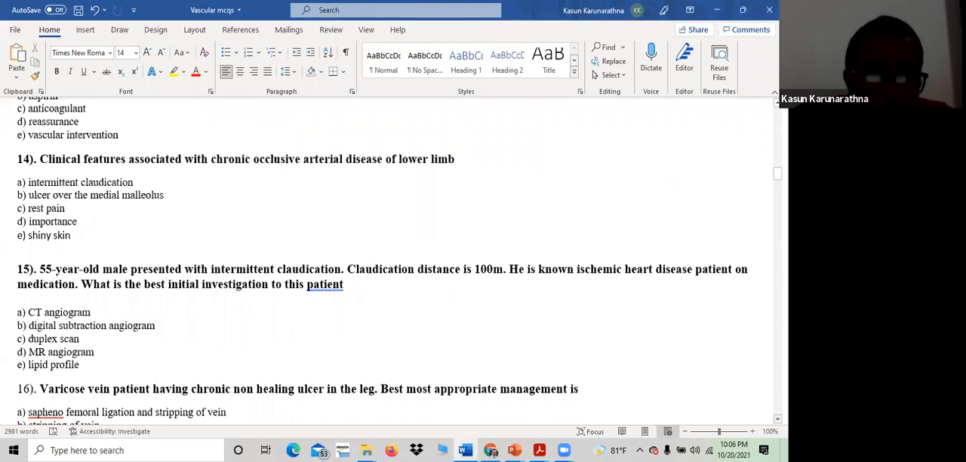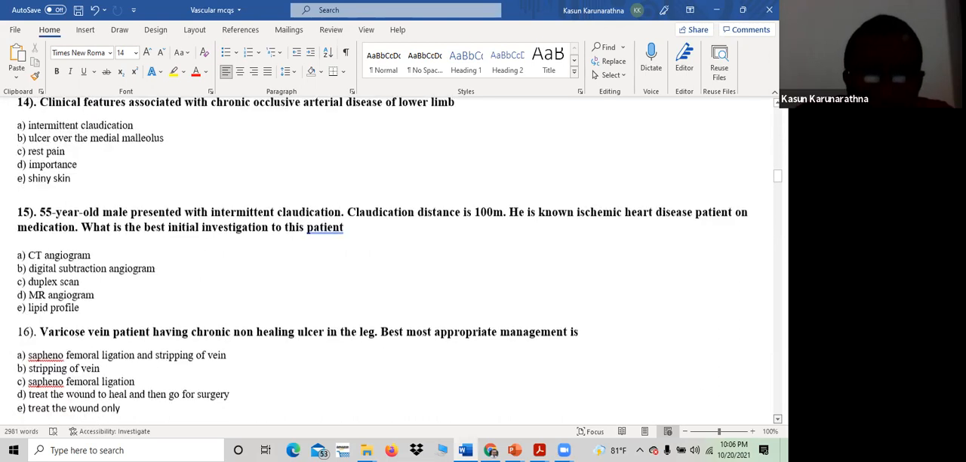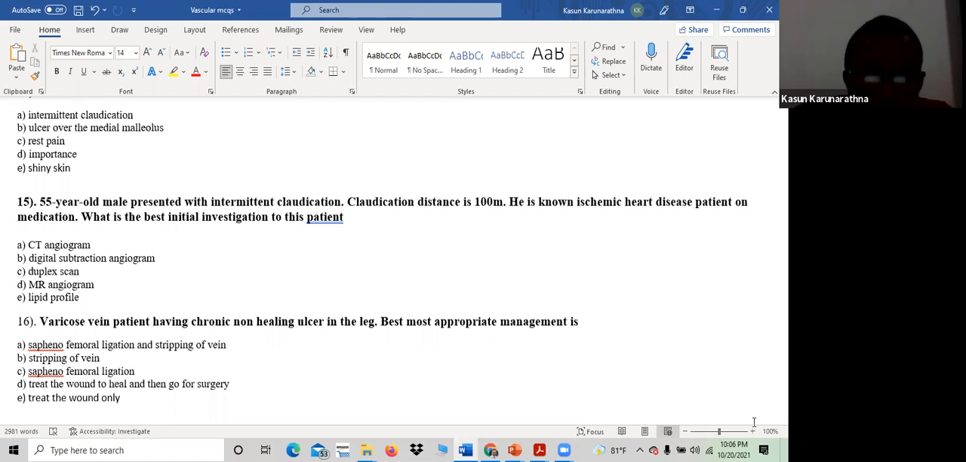55-year-old male present with intermittent claudication. Claudication distance is 100 meters. He's a non-ischemic heart disease patient on medication. What is the best initial investigation to this patient? So, what is the Fontaine class? What is the severity of the disease? Fontaine classification stage?